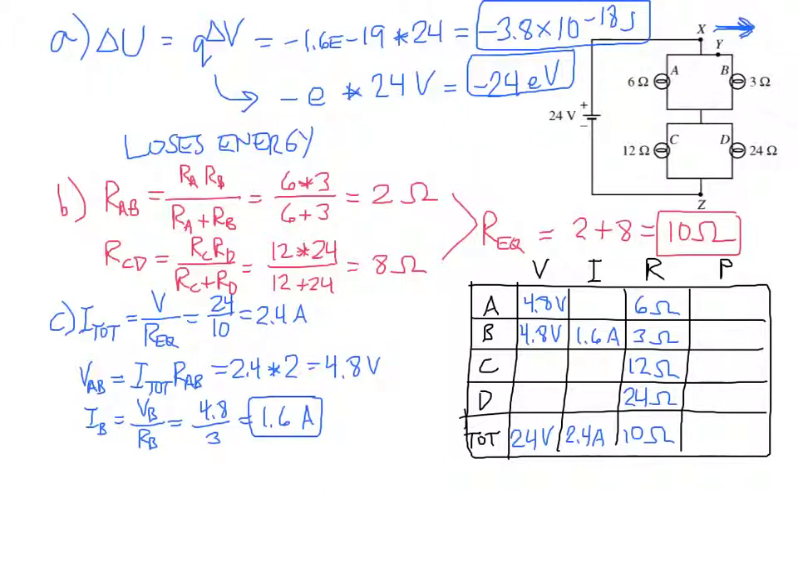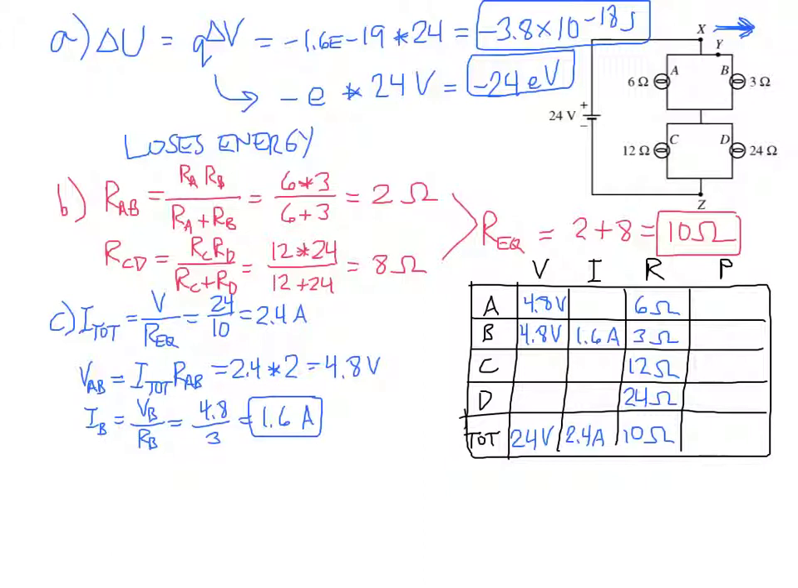So why does the electron flow from Z up to point X? If you remember, the flow of electrons, because electrons are negative, is in the opposite direction of the conventional current, which is defined as the flow of the positive charge.